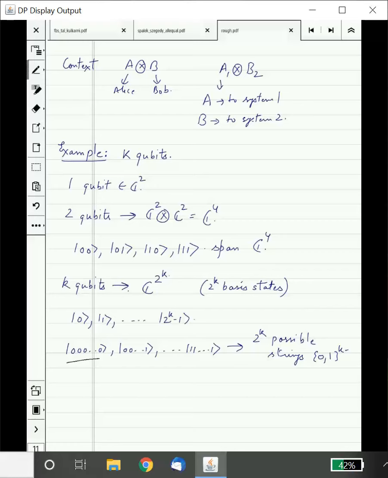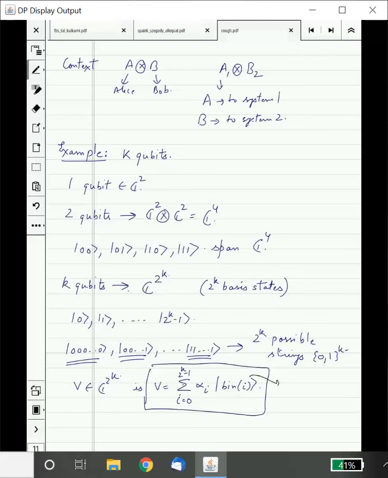And now any v, an element of C to the power 2 to the k, is the summation, alpha I, sorry, I equal to 0 to 2 to the k minus 1, the amplitude alpha I, and then I would say binary representation of I. This bin I will represent one string of length k.